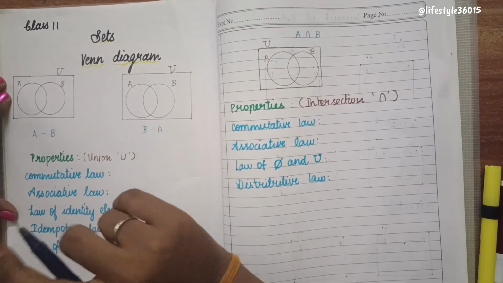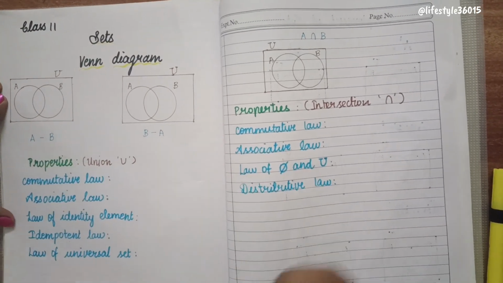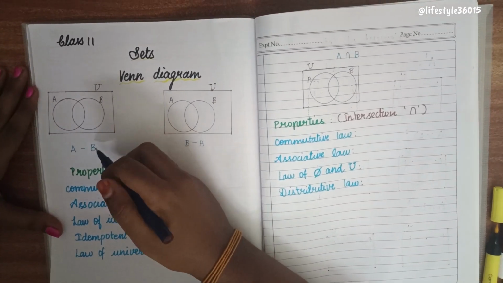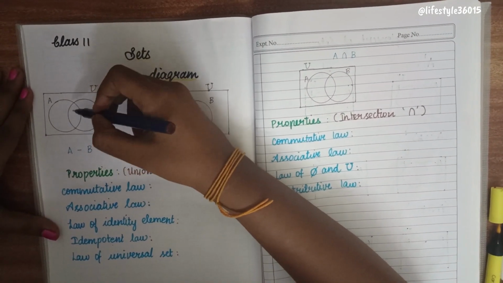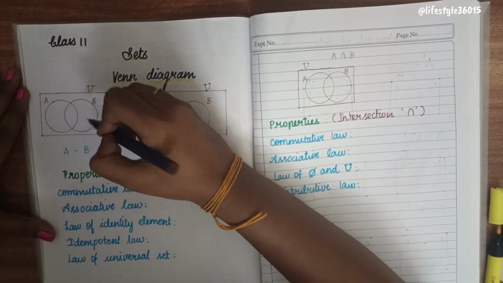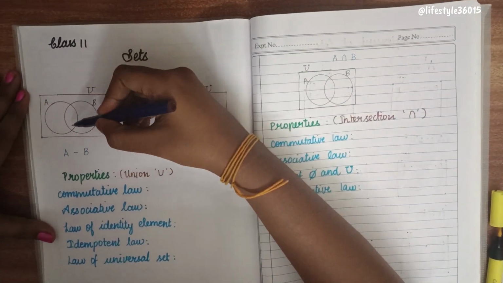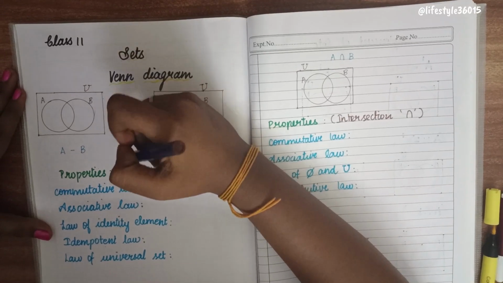First, let's learn how to draw A minus B and B minus A. This is how we draw a Venn diagram. This rectangle is the universal set and the two circles inside are set A and set B. This region is common for both set A and set B.